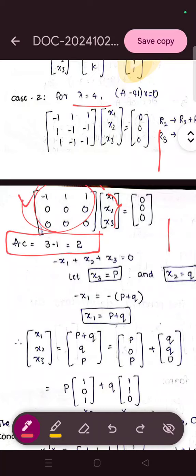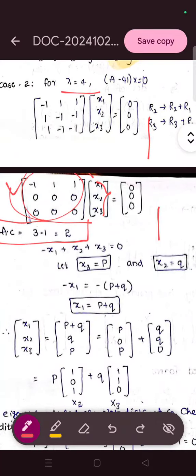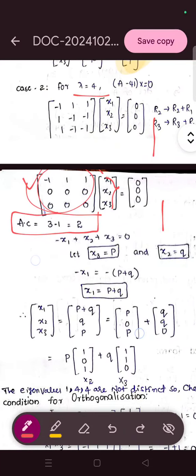So let's take the last two elements: x2 equals k1 and x3 equals k2. You can simply consider any constants; here they consider p and q, so no issue at all. We can solve by back substitution. From row 1, x1 plus x2 plus x3, if we solve the above equation we get the x1, x2, x3 values.